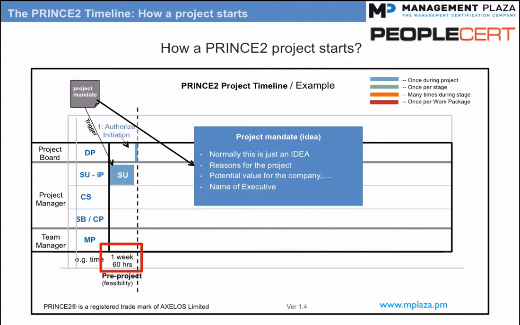The starting up a project process, or SU for short, is the first process in a PRINCE2 project. You can see at the bottom of the diagram that this process will take about 1 week, and some people will be invited to meetings and workshops and so on.